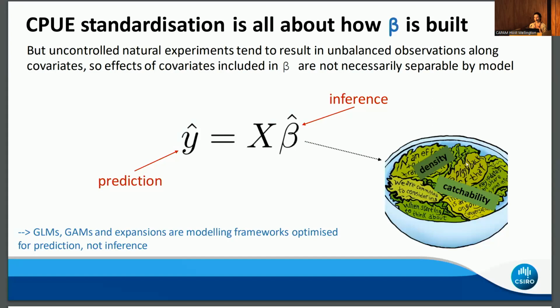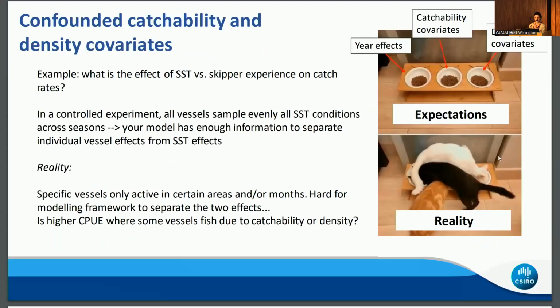In a perfect world, we'd have this ideal experiment where we've sampled the covariates we're interested in across both axes, giving power to our model to split the effect of one versus the other. But in practice, that's not what we have. And this problem is compounded by the fact that GLMs, GAMs, and expansions thereof are all modeling frameworks that are optimized for prediction and not inference. And inference is what we need when we're building our model matrix.